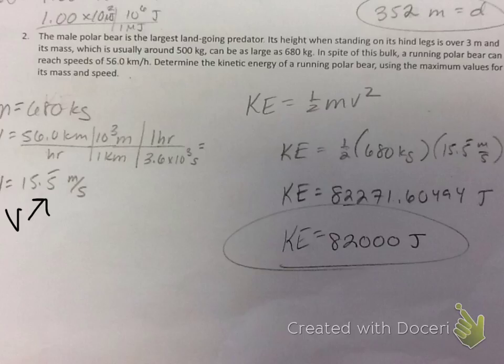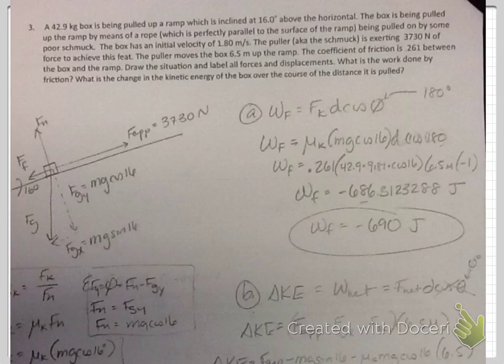We're all good? Questions? Okay, for number 3, there were 2 answers here, which is how I got the whole thing out of 6. We have a box with some mass. It's being pulled up a ramp. Why do we keep pulling boxes up ramps? Because they're there. And the first thing we're asked is the work done by friction.